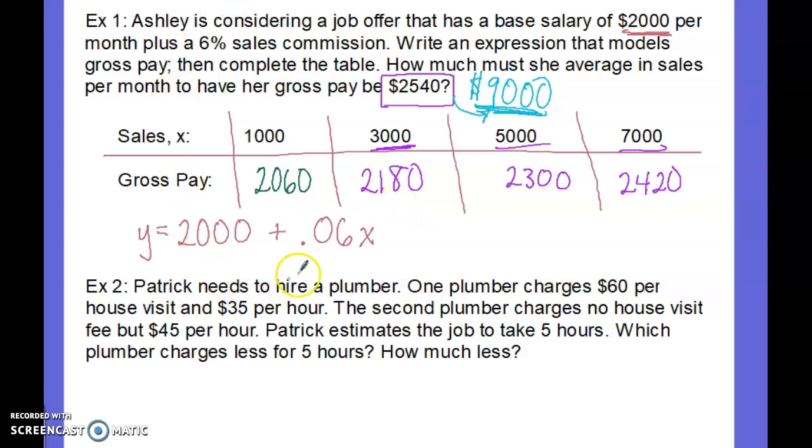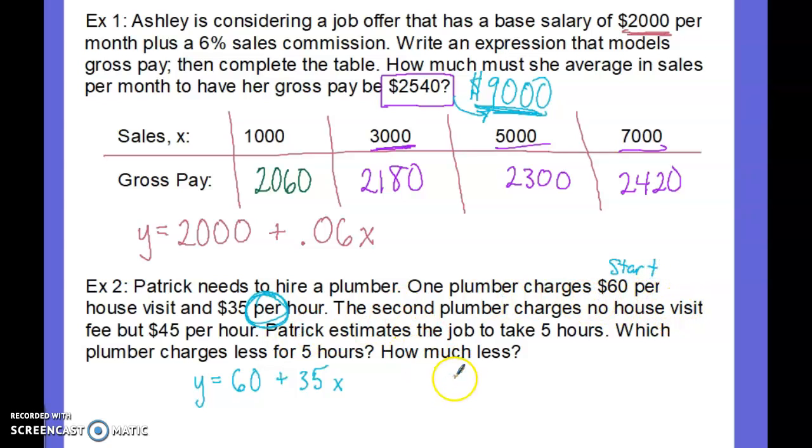So this individual is hiring a plumber. One plumber charges $60 just to get out there, and then $35 per hour. My clue to students is when you see this "per" in here, the hour is what changes. So it makes sense that you're going to multiply 35 by however many hours they're staying there. And then the $60 is like the y-intercept. It's your starting amount. So you start there no matter what.